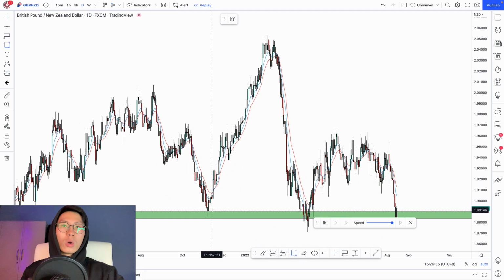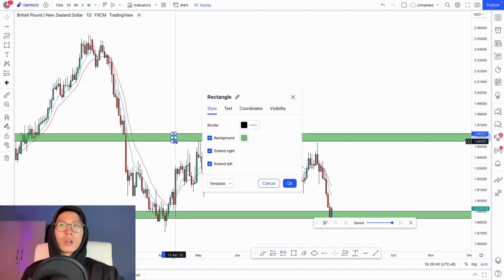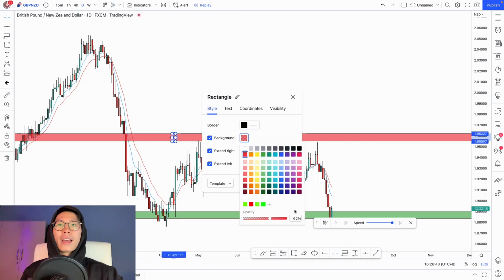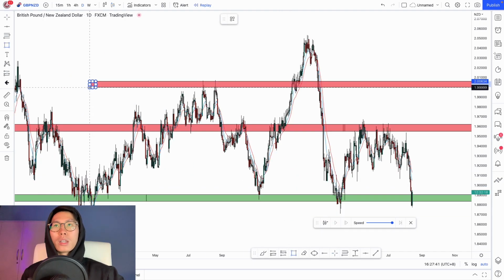So I can just mark up a little demand area right here, and we can also see a little supply zone right here, right? Whenever price gets up here, it always ended up reversing and heading back down. Okay, and then there's one more supply zone right here.